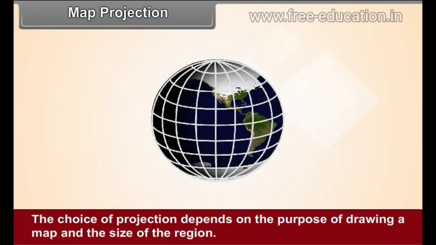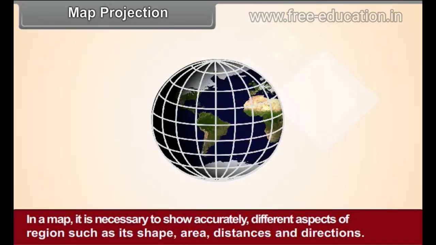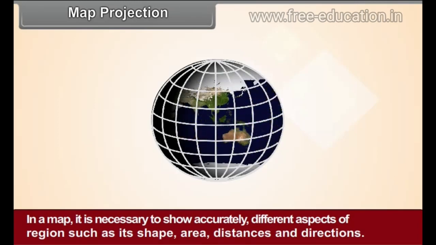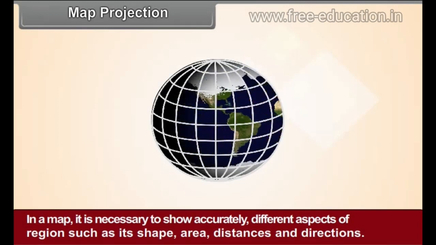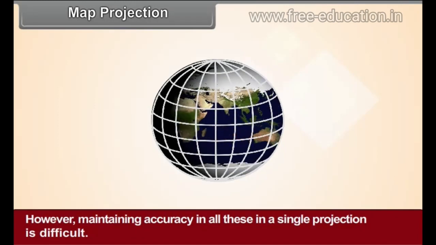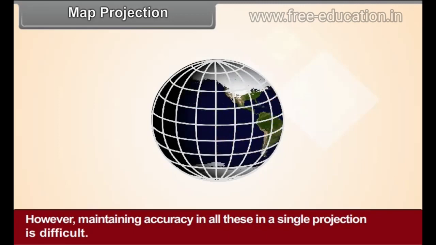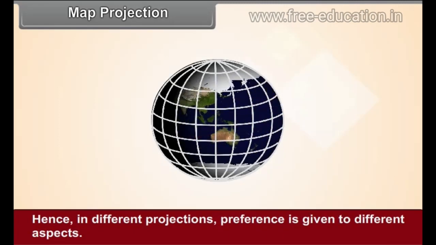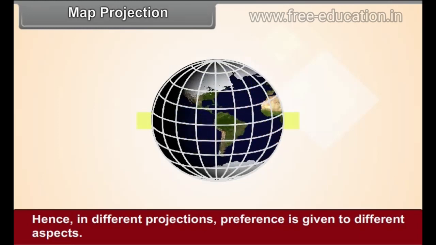The choice of a projection depends on the purpose of drawing a map and the size of the region. In a map, it is necessary to show accurately different aspects of a region such as its shape, area, distances, and directions. However, maintaining accuracy in all these in a single projection is difficult. Hence, in different projections, preference is given to different aspects.